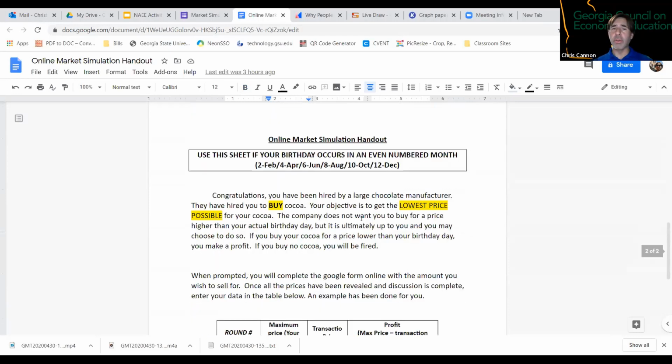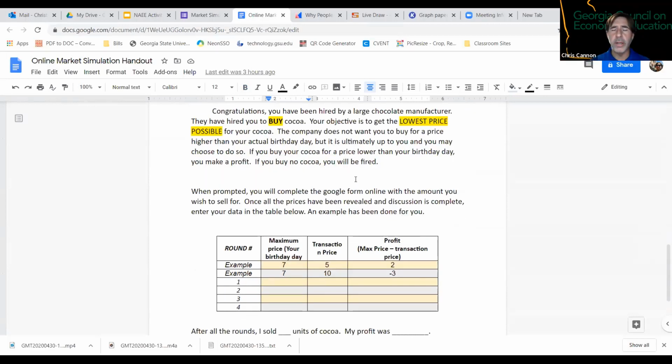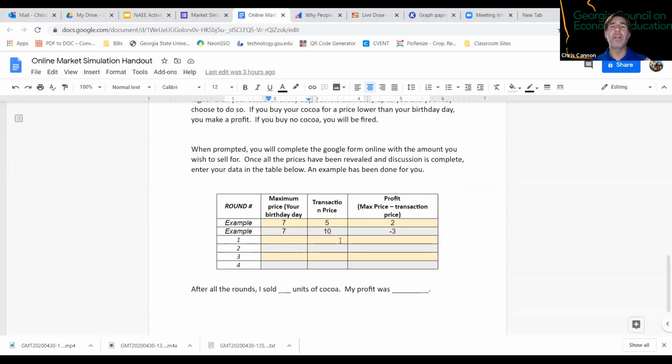If you have an even numbered birth month, so February, April, June, August, October, December, you are a buyer, okay? And you're not going to switch out of that. You're going to be a buyer, and you're trying to buy whatever product. I have cocoa here, but it could be anything, right? And you are trying to buy for the lowest price possible. In fact, if you could get somebody to give it to you for $0, you'd be thrilled with that, okay? And the way you're going to determine your profit is by filling out that document there.